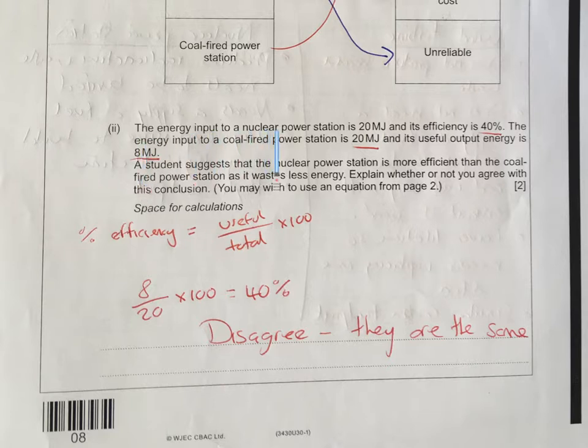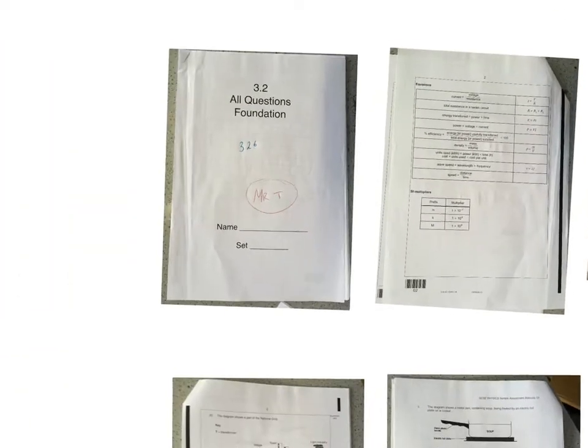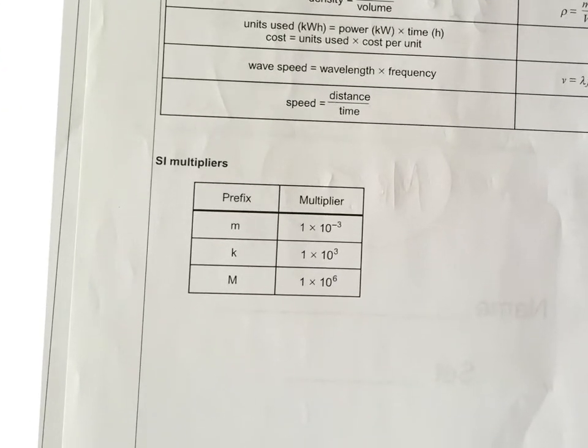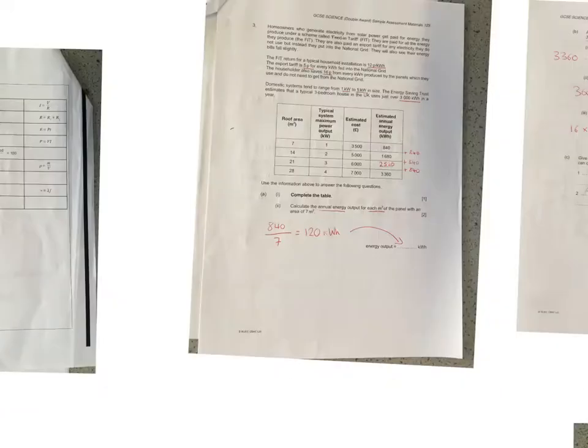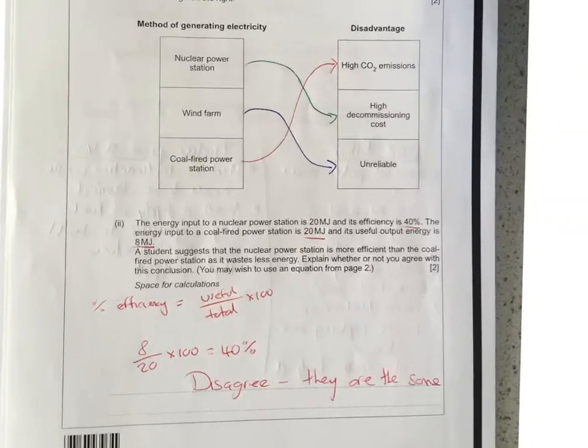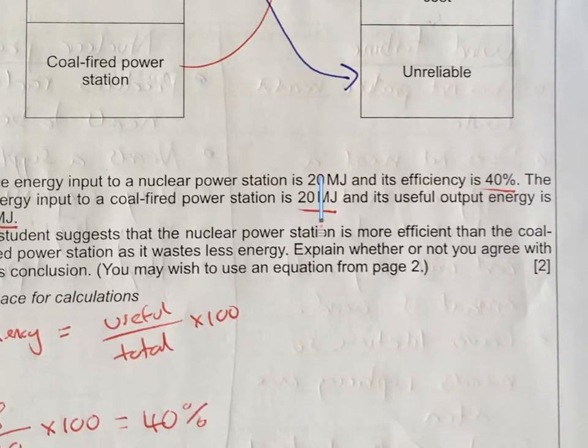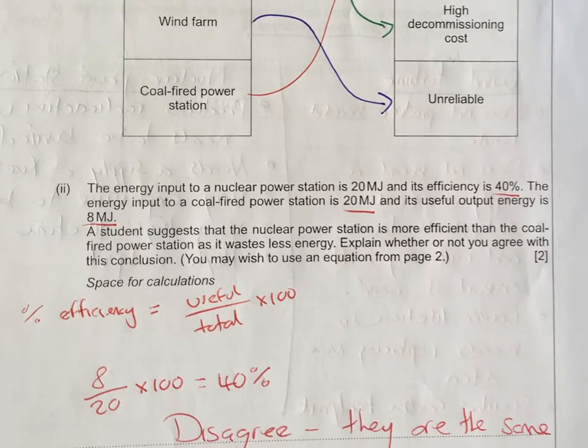Then we've got the energy input to a nuclear power station here is 20 megajoules. Now, a megajoule, if we look back to our first page, so it's worth doing this, we can see that it's times 10 to the power 6. That just means 6 zeros after it. So we're looking at a million after that number. So if we go back now to megajoules, that's 20 million, isn't it? At 40%. Let me just zoom out a little bit. And there we go. And then we've got another one, which is coal-fired power station, is 20 megajoules, and its useful energy is 8 megajoules.